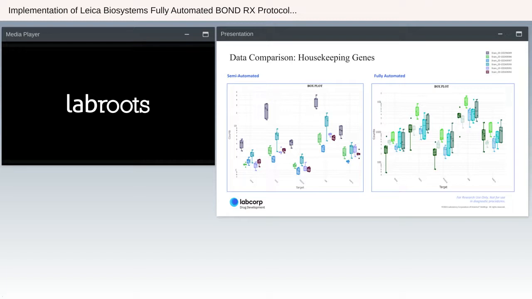We're seeing the same trends, but we're also actually seeing an increase in the housekeeping genes raw count outputs. So on the fully automated run, we're seeing housekeeping genes registering in the thousands, whereas with the semi-automated run, we were getting a much lower signal intensity. So we also found this to be a plus, that we are getting much more analyte readout from the same samples on known housekeeping genes because of this fully automated run.